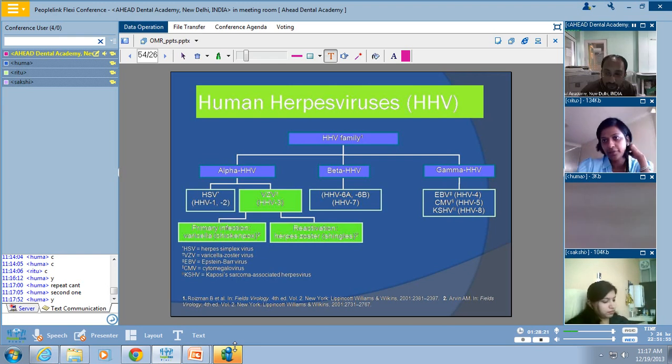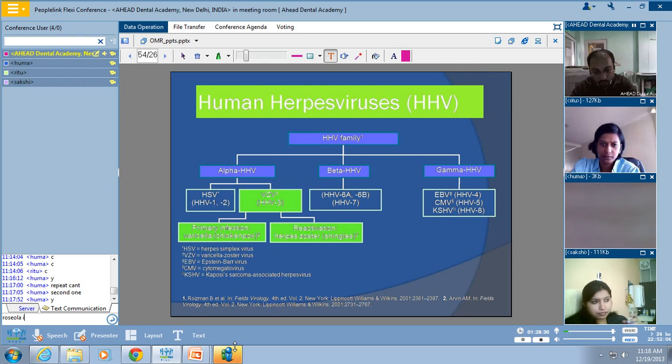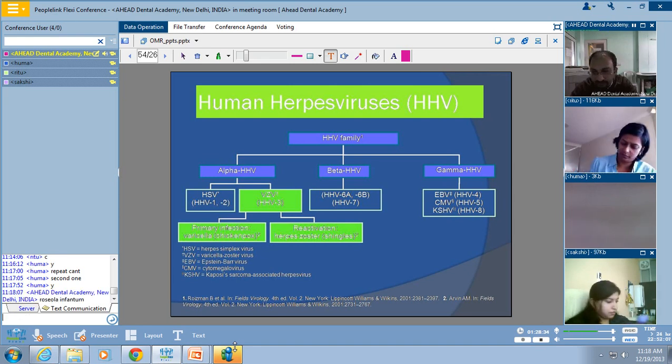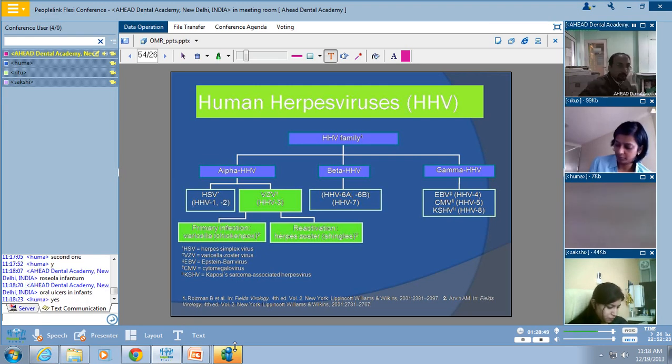HHV7 does not cause anything. HHV6 causes a disease, as I told you, called roseola infantum. Now, why did I use such a difficult word? The reason is that in roseola infantum, there are oral ulcers in infants. That is why the name is roseola infantum. That is what you should know about HHV6. So do not go into detail about HHV6.